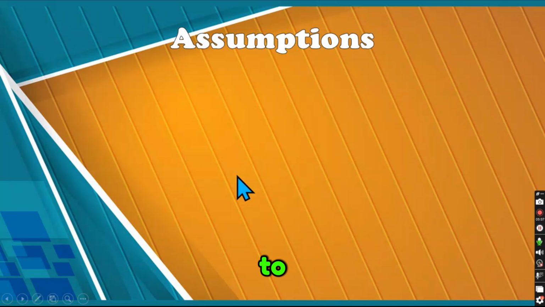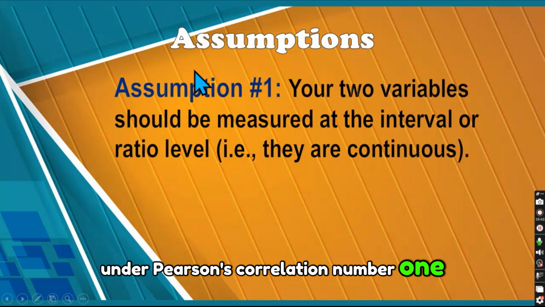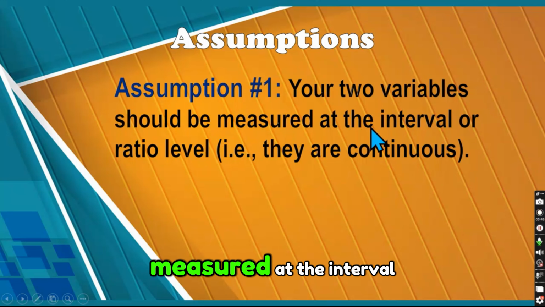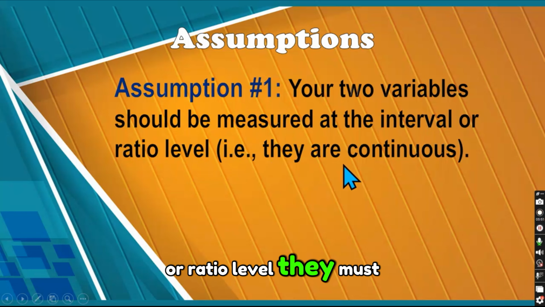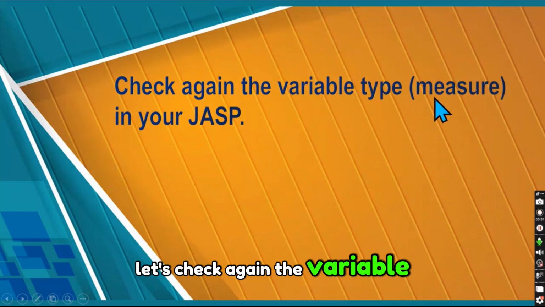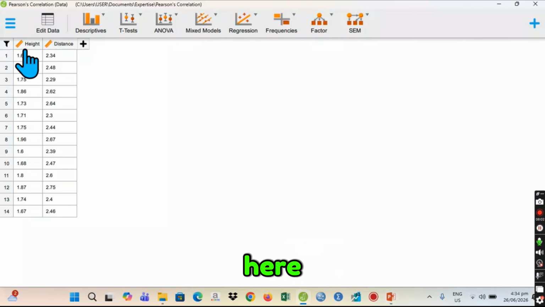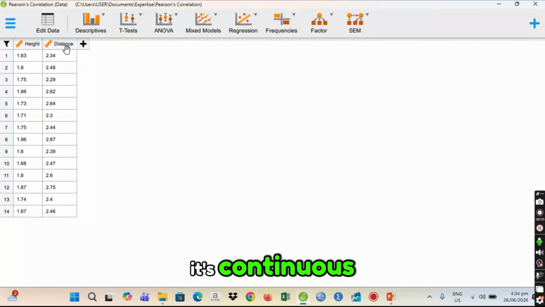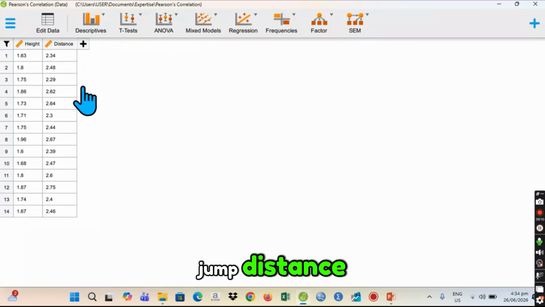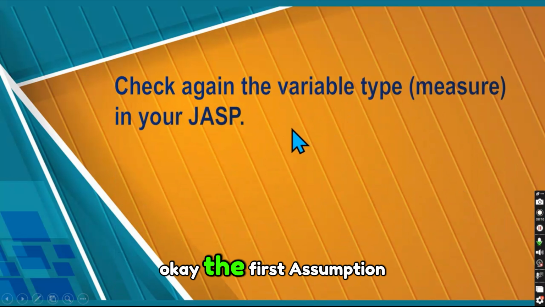Okay, it's time for us to learn the different assumptions under Pearson's correlation. Assumption number one, your two variables, the predictor and the outcome, should be measured at the interval or ratio level. They must be continuous. So, let's check again the variable type or measure in your JASP. I have prepared here height, it's continuous. The distance also, it's continuous. This is actually jump distance. So basically, we were able to meet the first assumption.